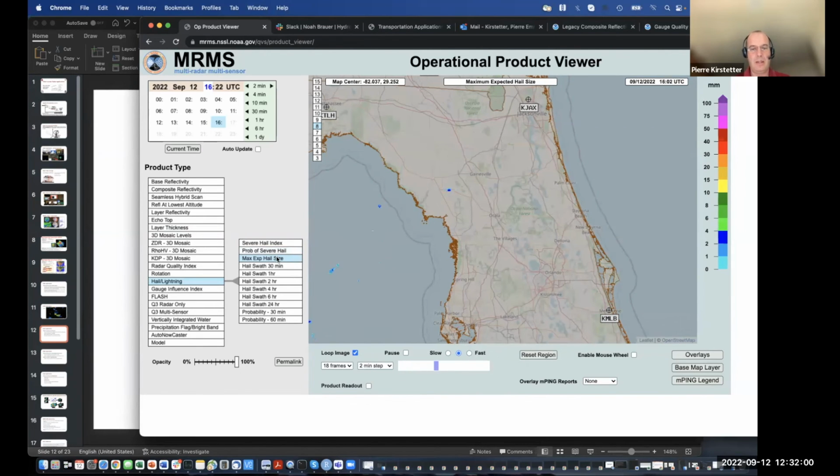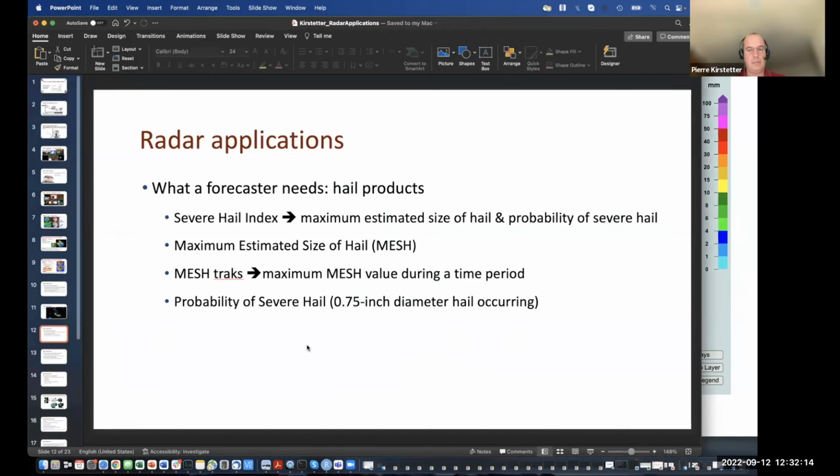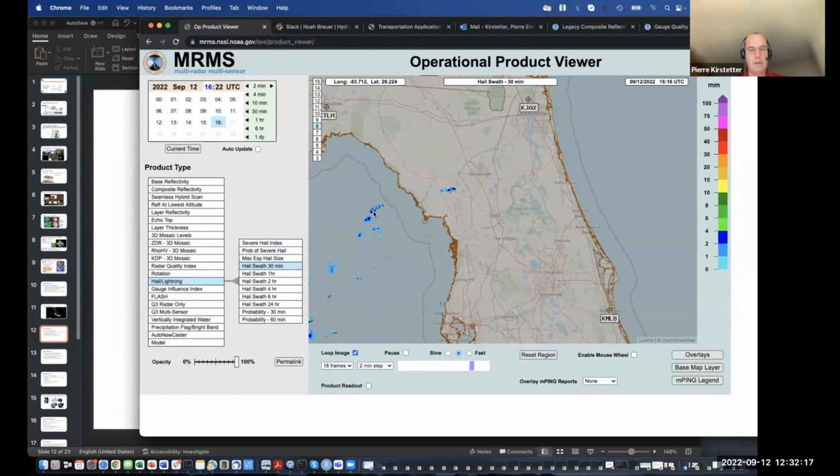I don't know if you've seen hail oftentimes in Gainesville, but you can monitor that with the system. Here, the hail swath provides you with the maximum hail size that has been estimated for the last 30 minutes. If you apply the same for the last hour, you can get a broader area. But it gives you some indication that there is some hail activity in the region.